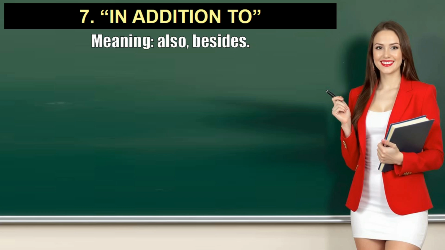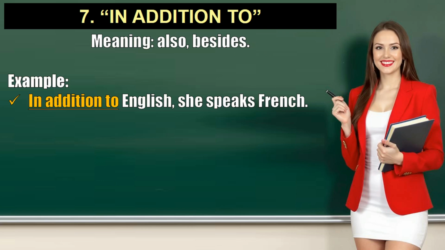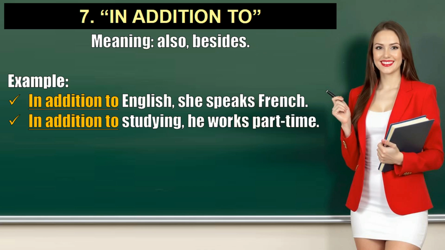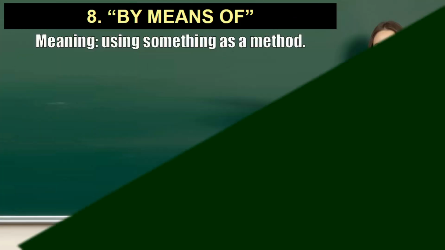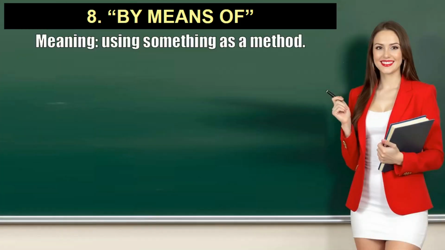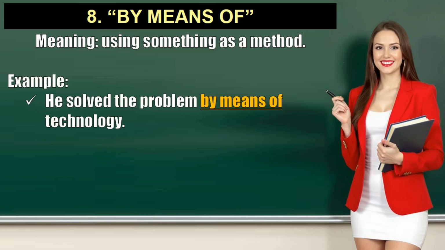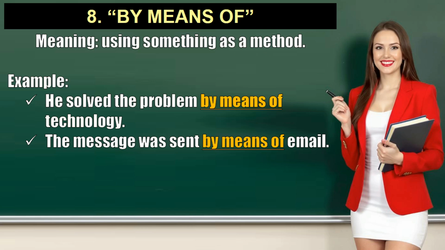7. In addition to. Meaning also, besides. Example, in addition to English, she speaks French. In addition to studying, he works part-time. 8. By means of. Meaning, using something as a method. Example, he solved the problem by means of technology. The message was sent by means of email.